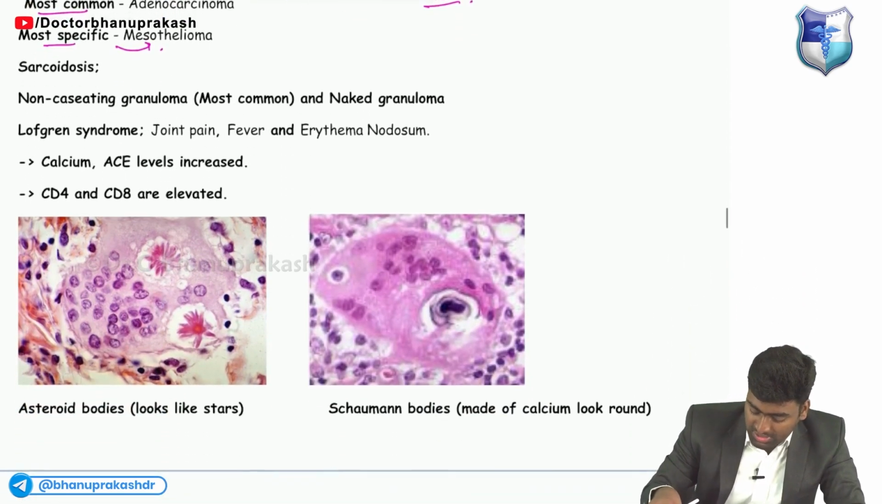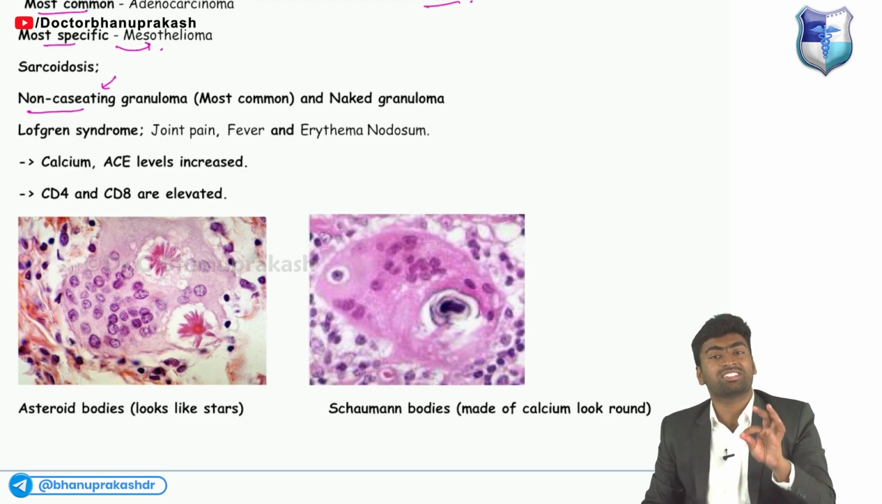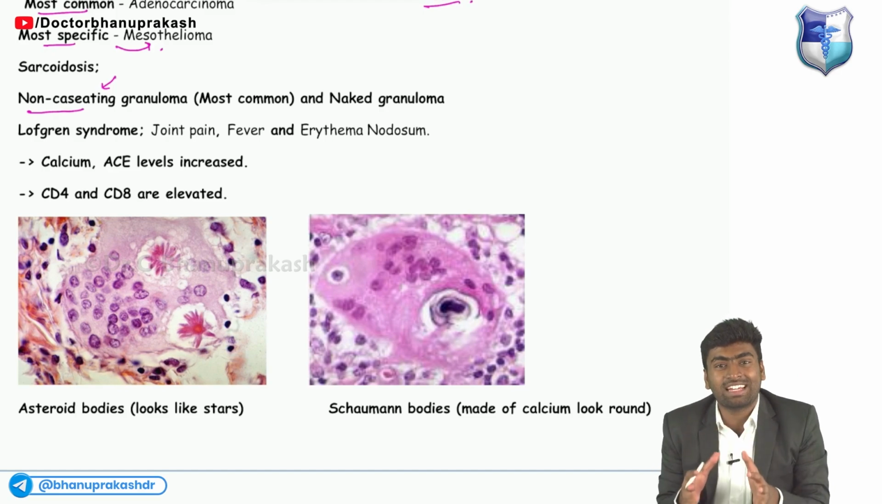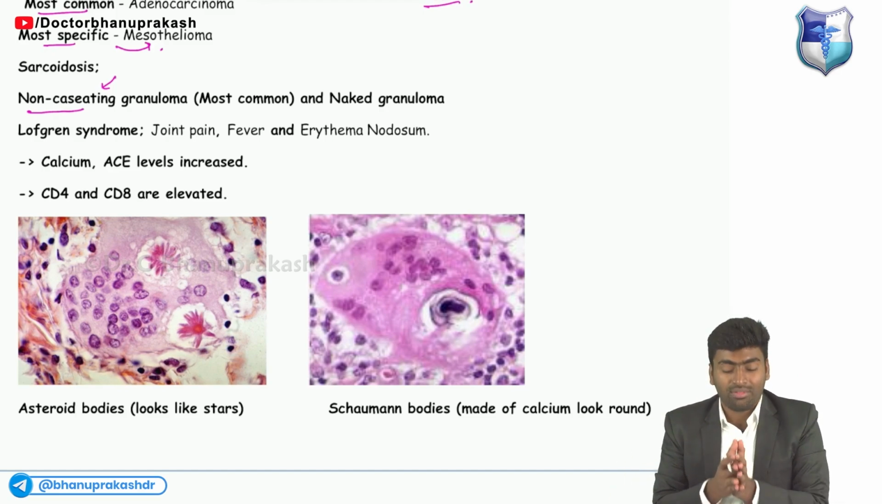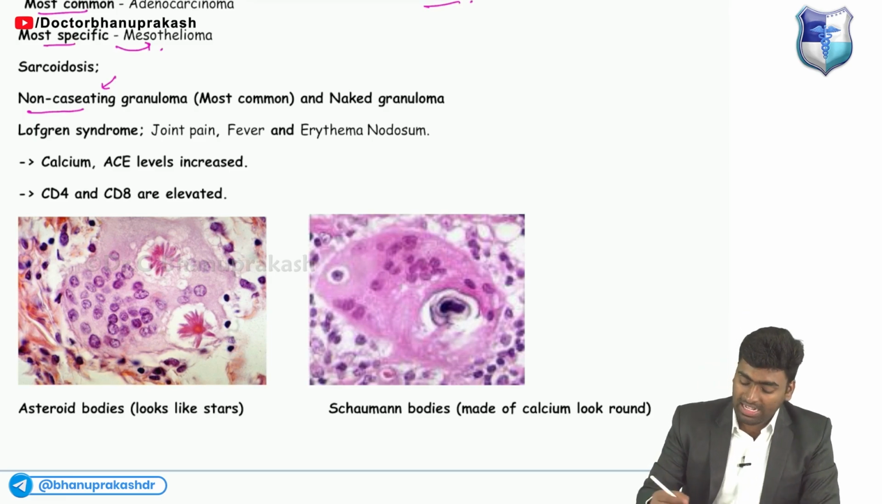And next about sarcoidosis. Sarcoidosis causes non-caseating granuloma. We discussed that in tuberculosis, it causes caseating granuloma, whereas sarcoidosis will cause non-caseating granuloma, and it will be naked.